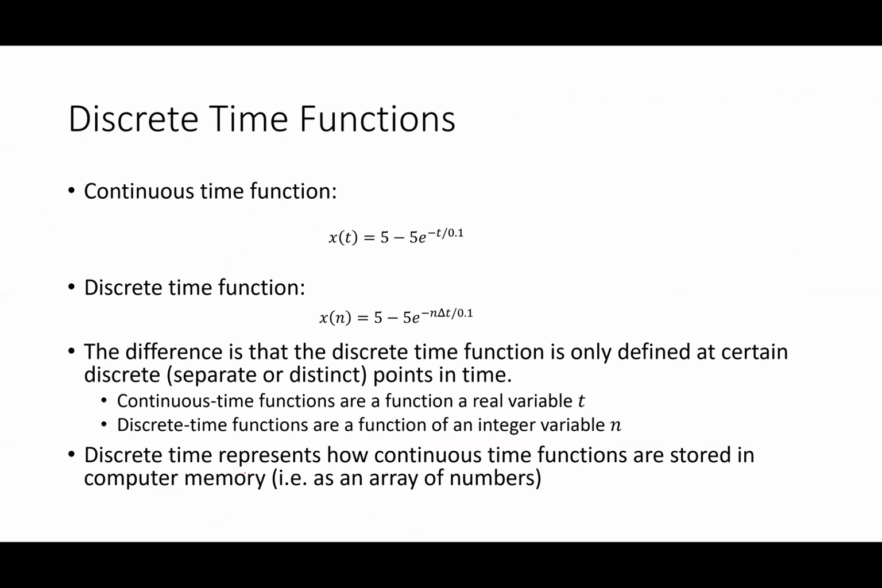A discrete time function is basically a function of some integer variable n, all right? And it really represents how a continuous time function is stored in computer memory, right? As an array of numbers. Now, you're going to learn a lot more later on about discrete time, but it's important to understand this because it's a concept that you haven't formally thought about, but you'll understand at some level because you've been using it. Every time you make a graph, that's what you're effectively plotting, right?